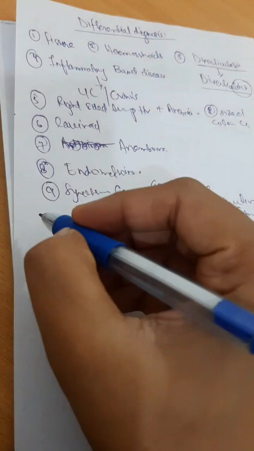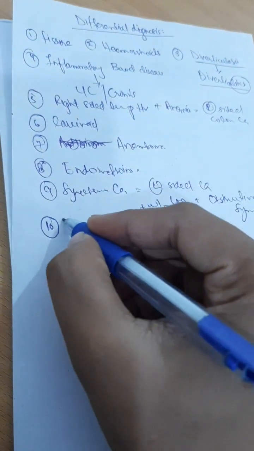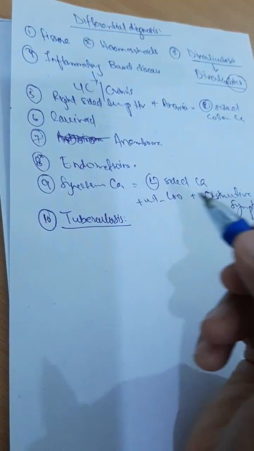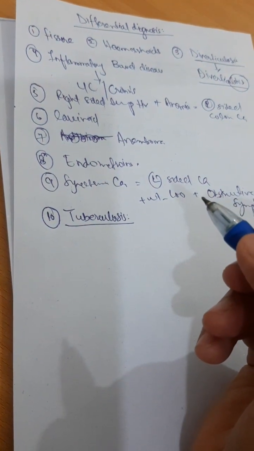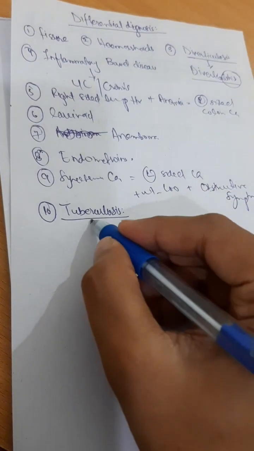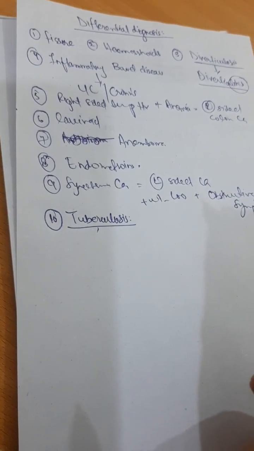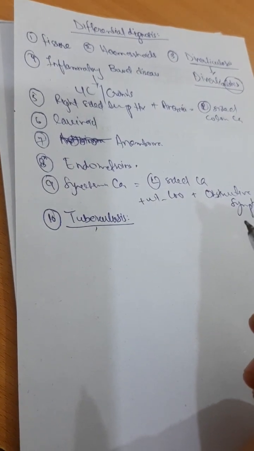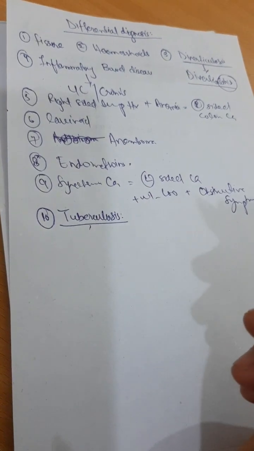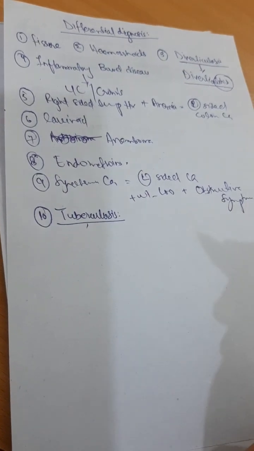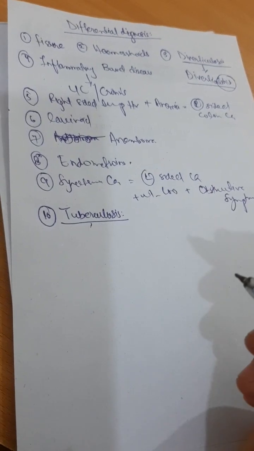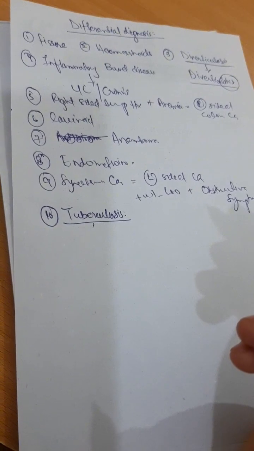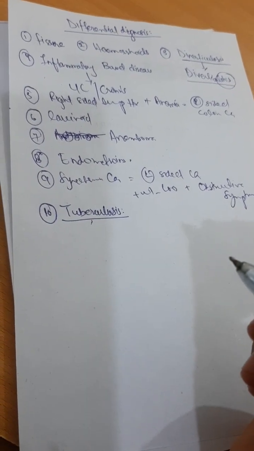So our tenth differential could be tuberculosis if a patient is from an underdeveloped country. Tuberculosis is very prevalent in third world countries. So the patient presents with night sweats and evening fever, vomiting, and abdominal distension with constipation. So it presents with a subacute obstruction. So these are the questions related to tuberculosis.